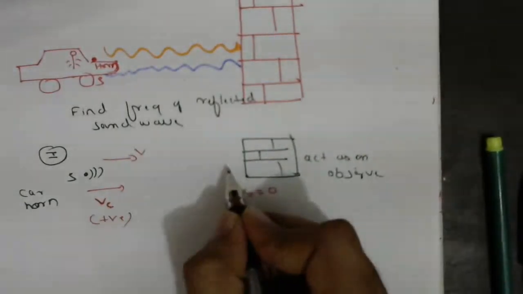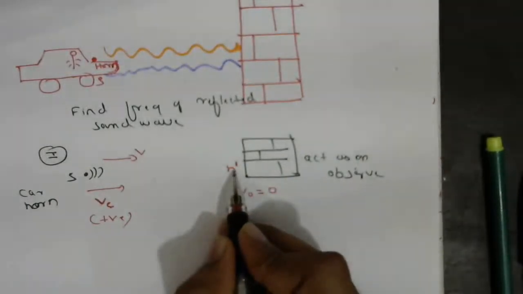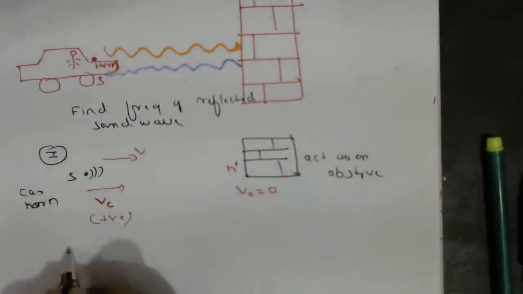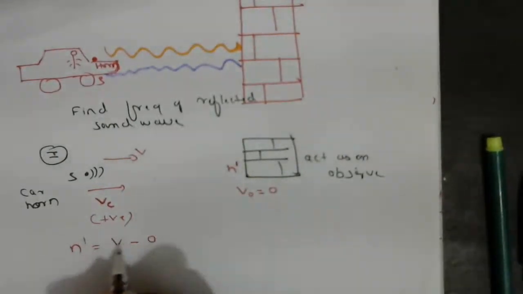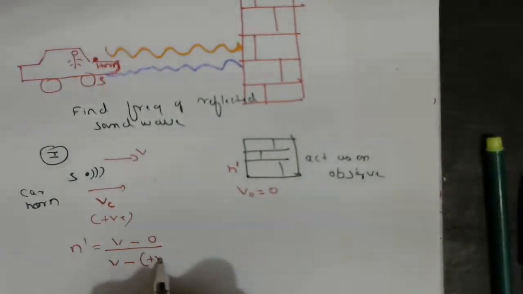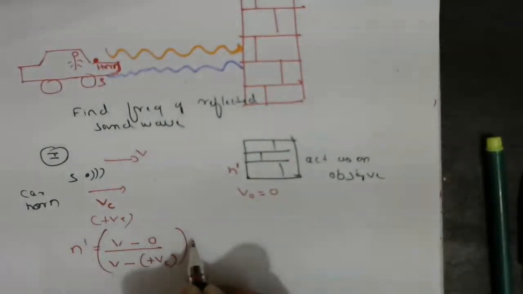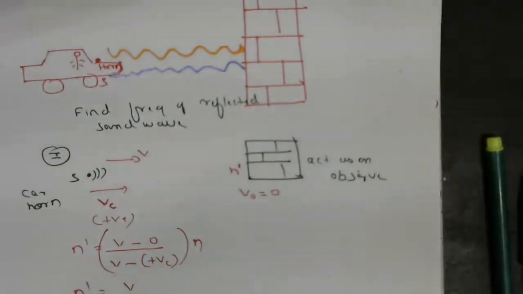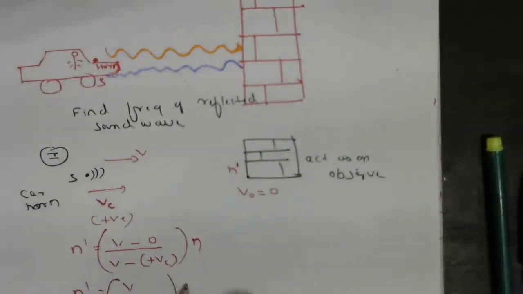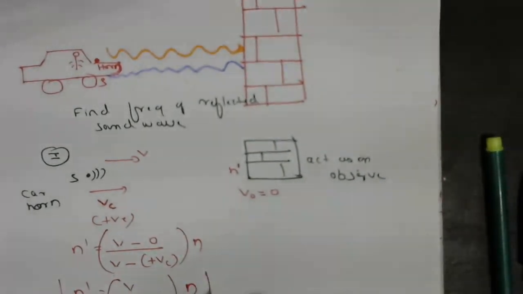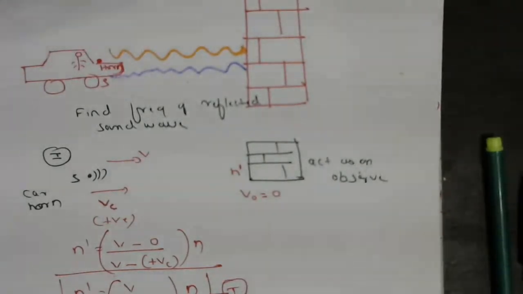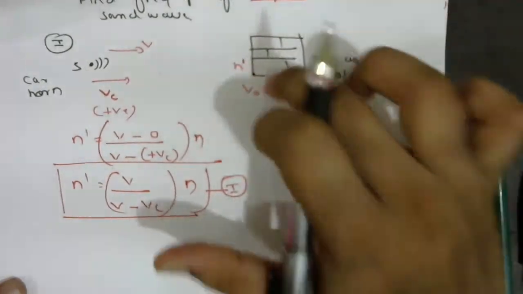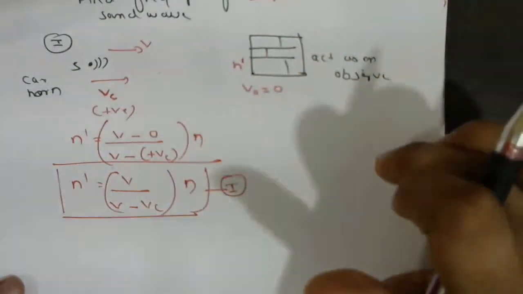Plus. Now here, apparent frequency heard by this wall or observer, n dash. That n dash is equal to V minus 0 upon V minus of plus Vc, correct, into n. This n dash is equal to V upon V minus Vc into n. This is equation number 1 in the first case we got. Clear? First case, the frequency heard by this observer. This wall acts as an observer now.